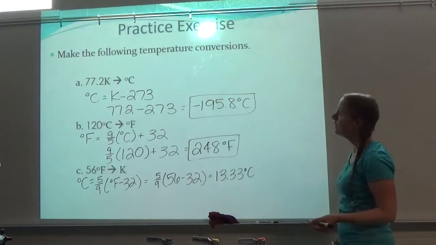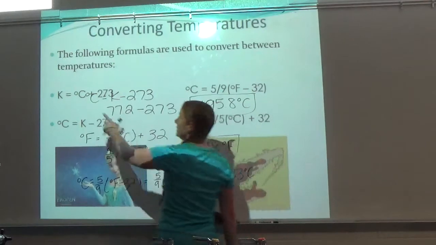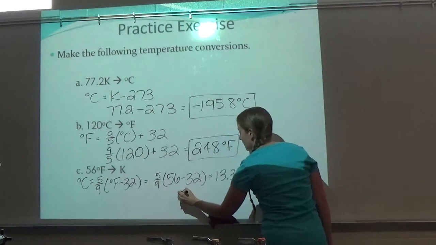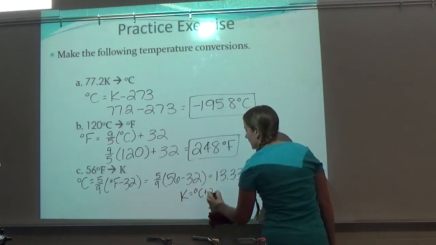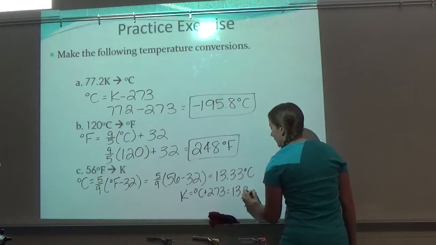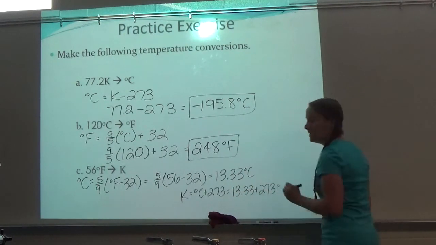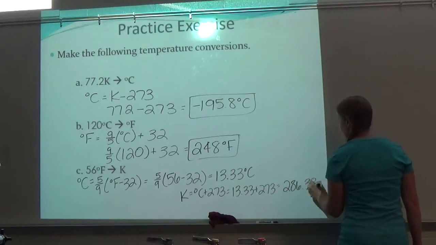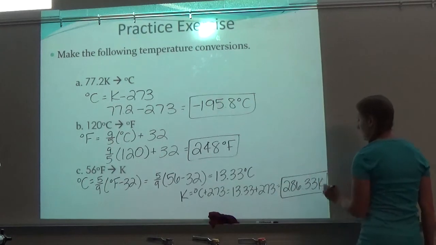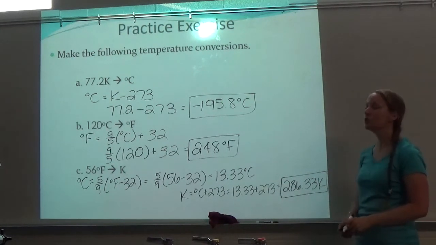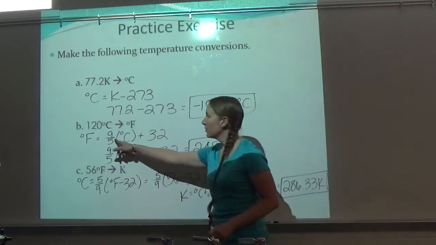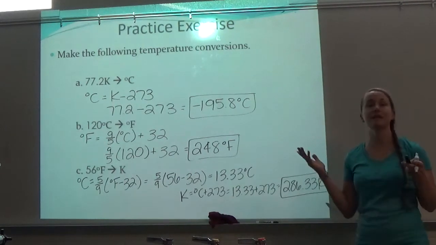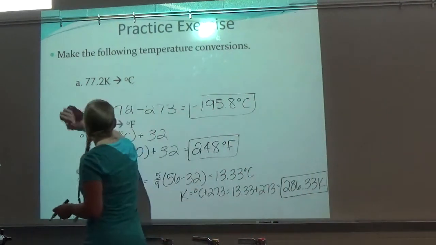So then I just do one more. I go back and I say, okay, well, Celsius plus 273 will give me Kelvin. So Kelvin equals Celsius plus 273. So 13.33 plus 273 gives me 286.33 Kelvin. And so that's how you do these. You just got to make sure you're using the right formula. Make sure you're following order of operations for those annoying Fahrenheit ones. Don't worry, we won't use Fahrenheit very often in here because it doesn't make any sense. All right, so let's move on. We're almost done with this section.